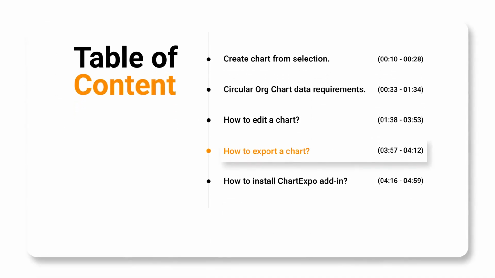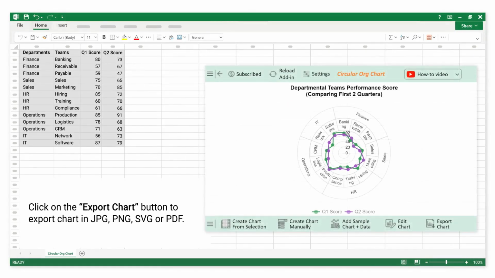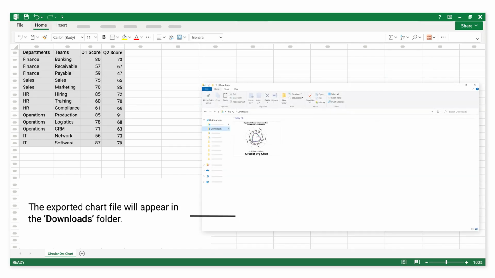How to export a chart. Click on the Export Chart button to export chart in JPG, PNG, SVG, or PDF. The exported chart file will appear in the Downloads folder.